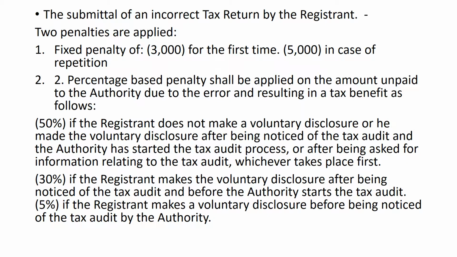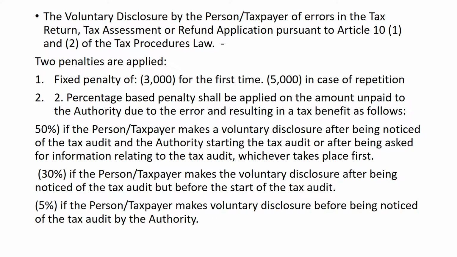30% if the registrant makes the voluntary disclosure after being notified of the tax audit and before the authority starts the tax audit. 5% if the registrant makes a voluntary disclosure before being notified of the tax audit by the authority. Now there are three stages: 50%, 30%, and 5%. The voluntary disclosure by the taxpayer of errors in the tax return, tax assessment, or refund application pursuant to Article 10(1) and (2) of the Tax Procedures Law. Again, two penalties: 3,000 for the first time, 5,000 for repetition. A percentage-based penalty shall be applied on the amount.